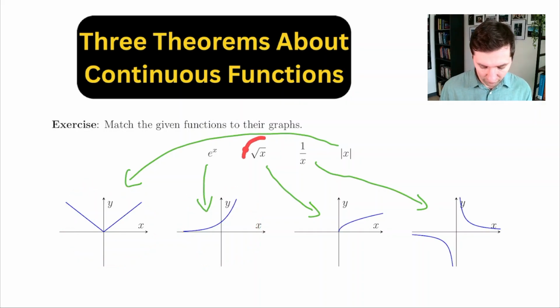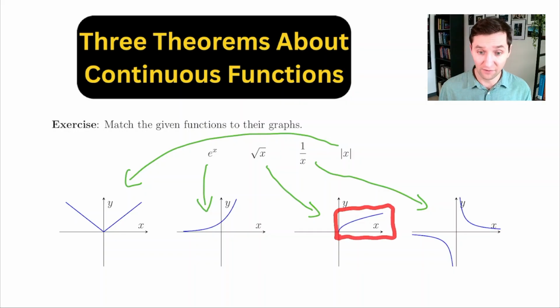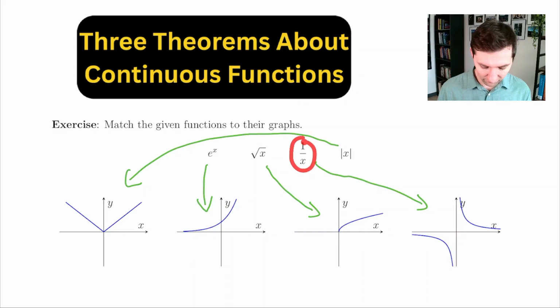The function square root of x is not defined for negative x's, but for x's bigger or equal to 0, this function is defined and continuous. So you could say that the function square root of x is continuous on its domain. The function 1 over x is not continuous at x equal to 0, but it is continuous at any other x. So again, you could say that the function 1 over x is continuous on its domain.